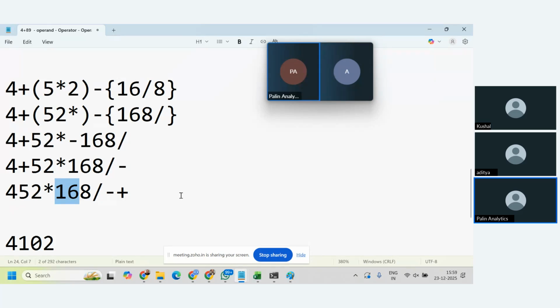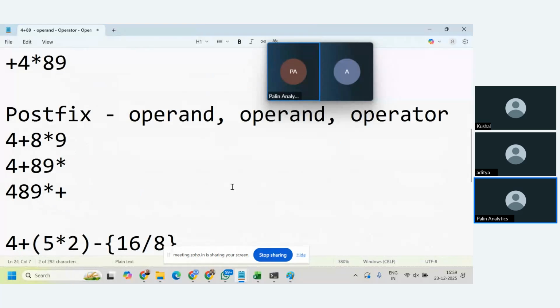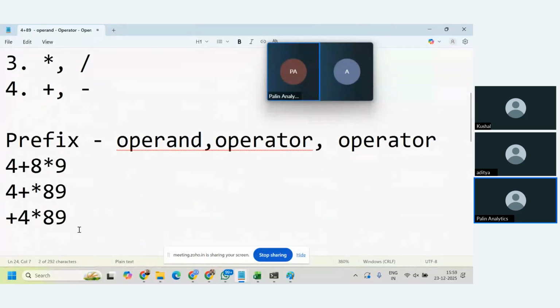In the same way, how is prefix getting calculated? So in the prefix also, it will be doing calculation. So first of all, there will be plus, right? So in case of plus, it will start finding the first operand. So this is operand, right? Now this operand will be pushed into the stack.